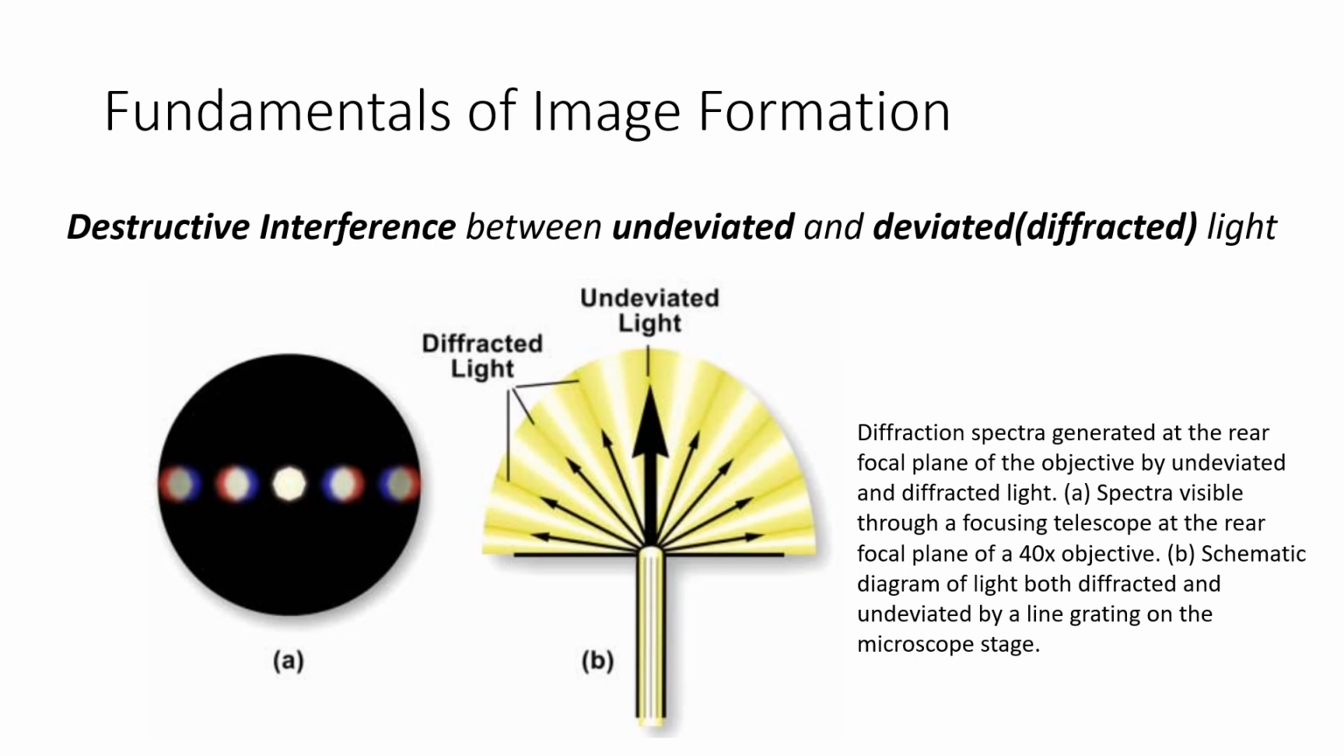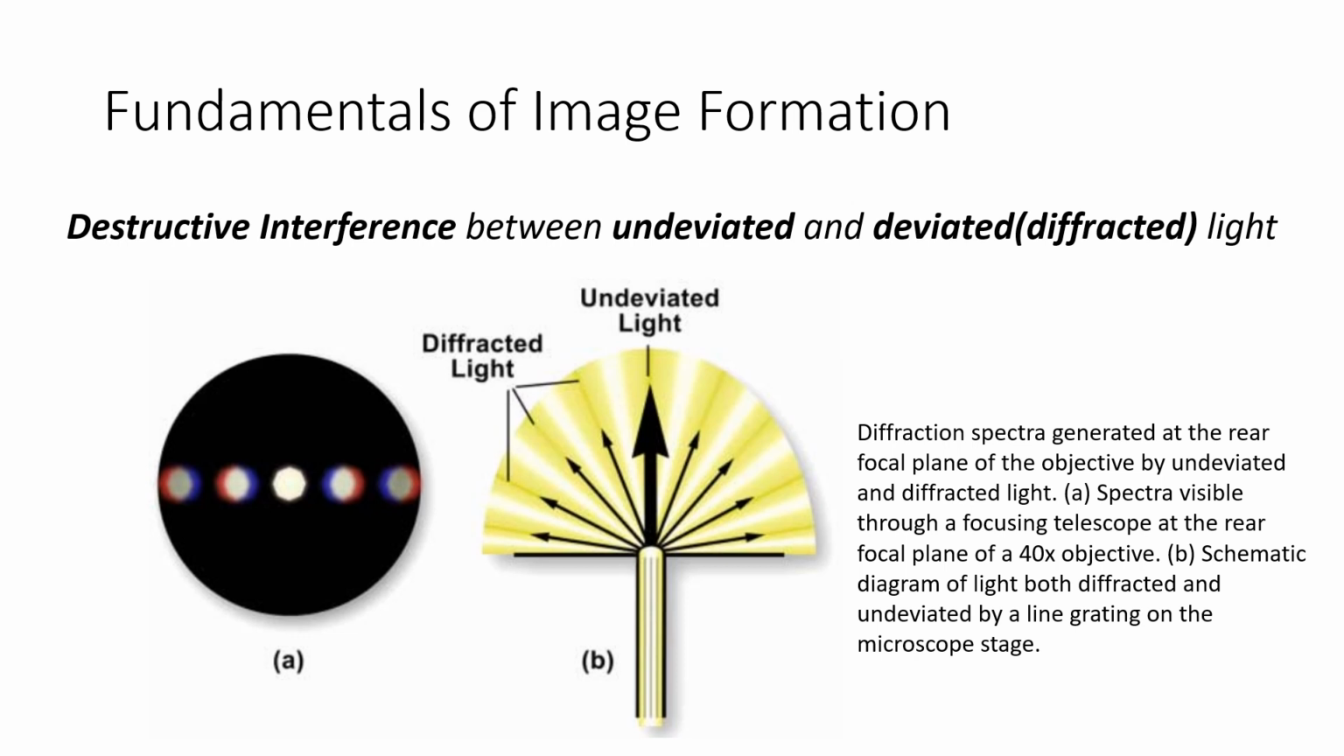So what we see as an image is nothing but these bright and dark regions. Bright regions are because of the undeviated light, and the dark regions are formed because of the interplay of these two lights.